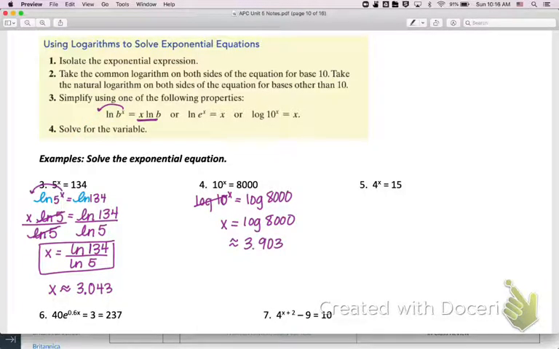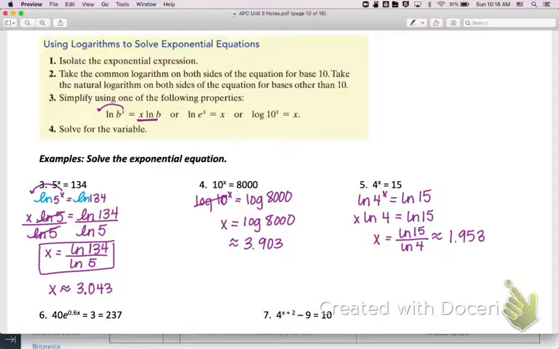Okay. Go ahead and pause your video, please, and try number 5 on your own. All right, here is what I get, so you can go ahead and check your work there. There's your answer both in terms of the natural log and approximated as a decimal.